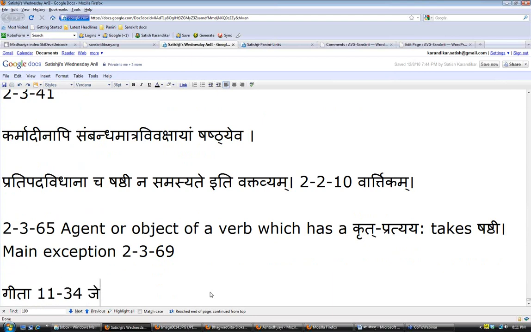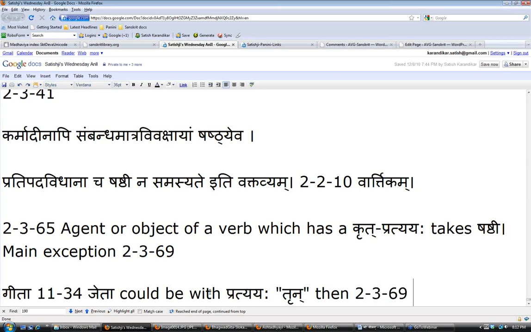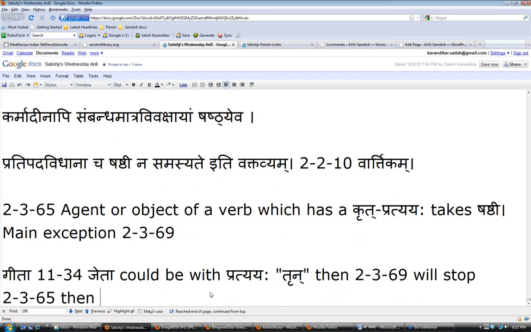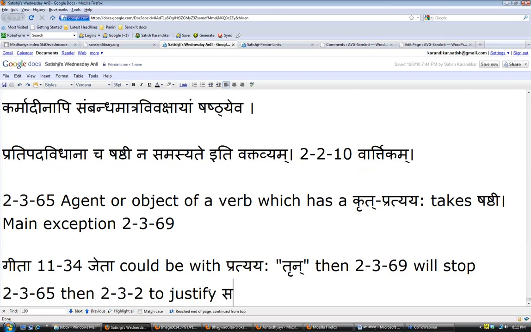I'm not making this up on my own. Some commentator has given that also. So this already used Jeta could be with Pratyaya, the Trin Pratyaya, and then we can use 2.369 to stop 2.365, and then we can justify 2.3.2 Karmani Dvitiya to get Sapatna, to justify Sapatna. So, I thought the meaning was fitting pretty nicely. So that's when it's good.